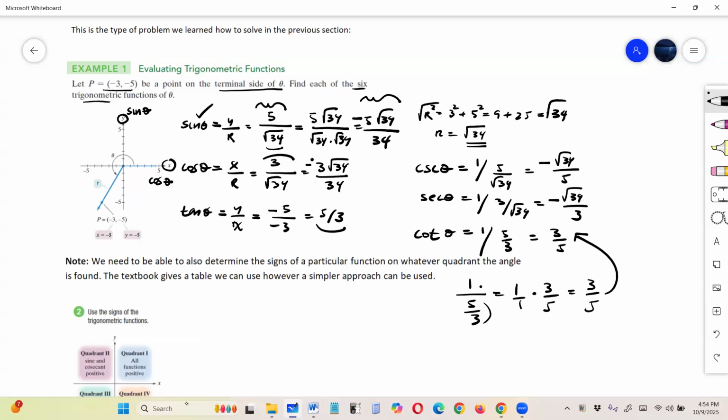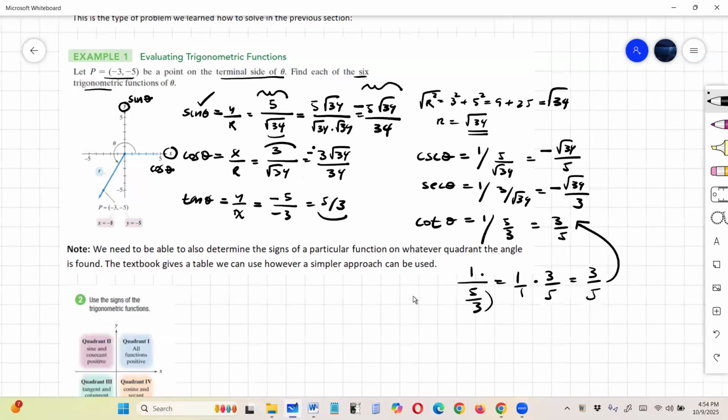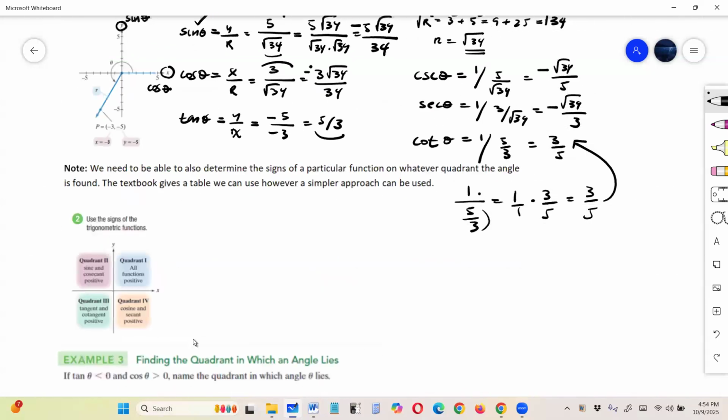Now, we do need to find a way to know, or memorize, in which quadrants sine, cosine, and the other four functions are positive or negative. Now, this is very easy. We only need to know the first two. We only need to know sine and cosine because we can find the other ones by definition.